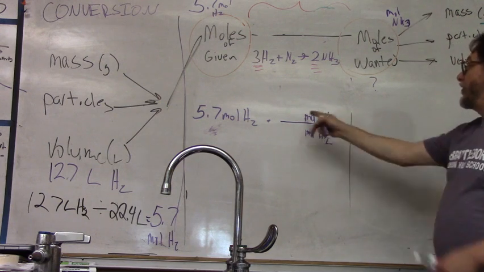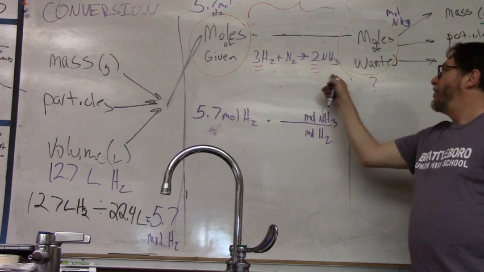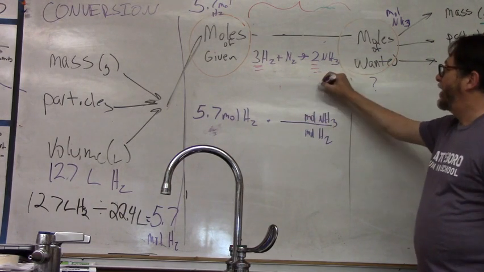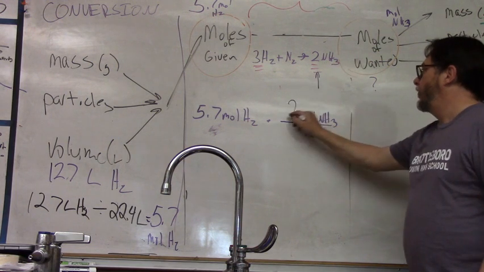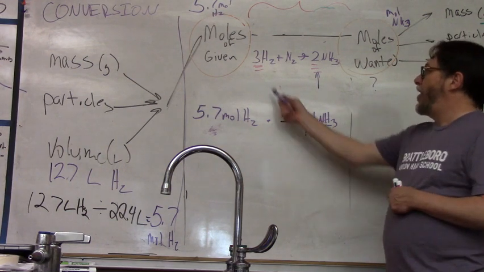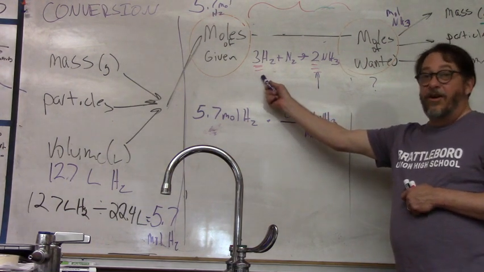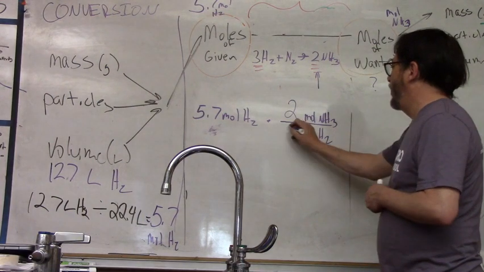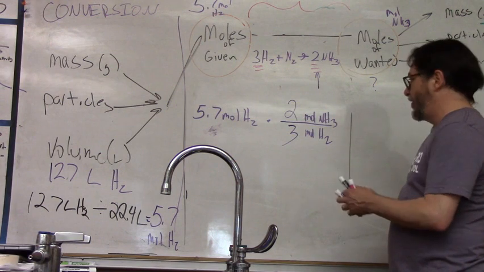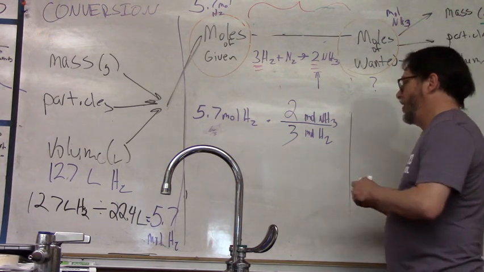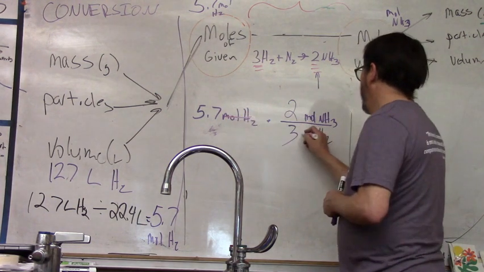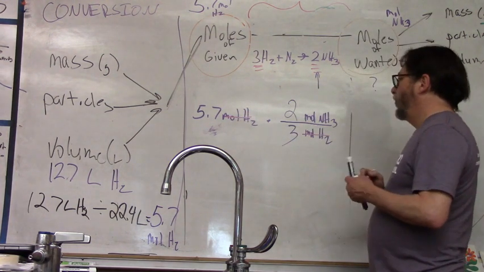And so now I just go to my chemical equation and I put the things in there that belong. So I have moles of NH3 on top. Well, in the chemical equation there are 2 moles of NH3. And moles of H2 on the bottom. In the chemical equation there are 3 moles of hydrogen. So it's multiplying times a ratio that converts from moles of hydrogen, which cancels out, leaves you with moles of ammonia.